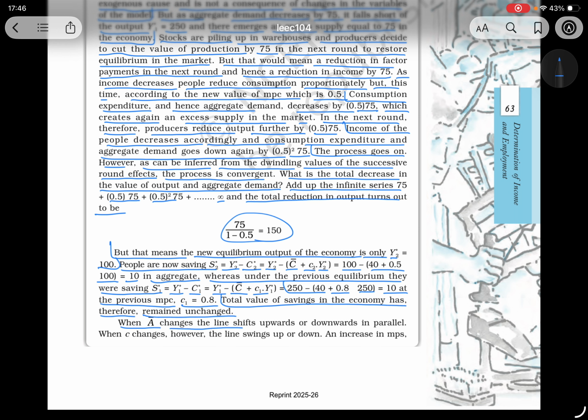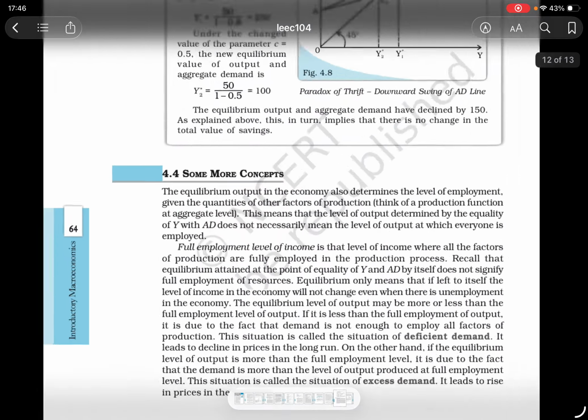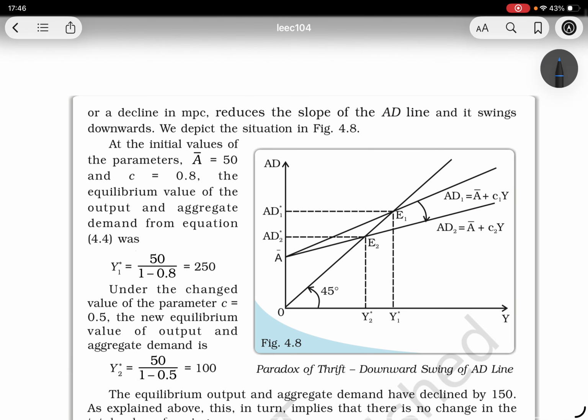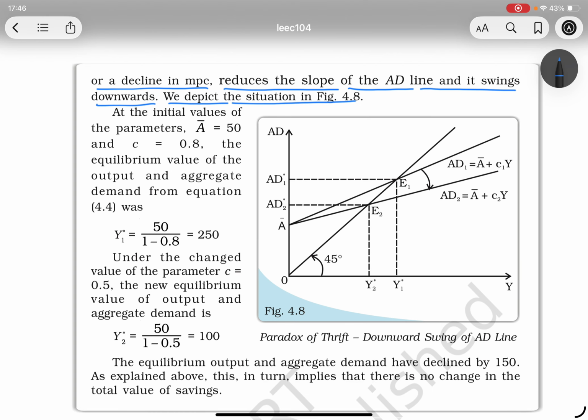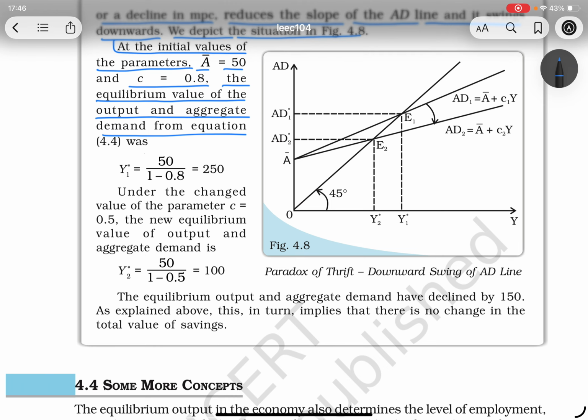When A' changes, the line shifts upwards or downwards in parallel, whereas when C changes, the line swings up or down. An increase in MPS or a decline in MPC reduces the slope of the AD line and it swings downwards. We depict the situation in figure 4.8. At the initial values of the parameters A' equals 50 and C equals 0.8, the equilibrium value of output and aggregate demand is Y1* equals 50 divided by 1 minus 0.8, which equals 250.